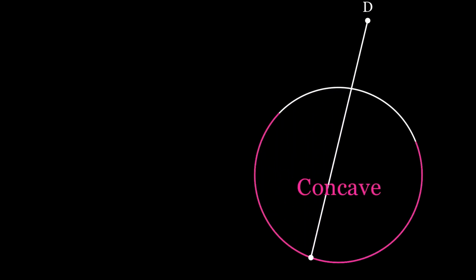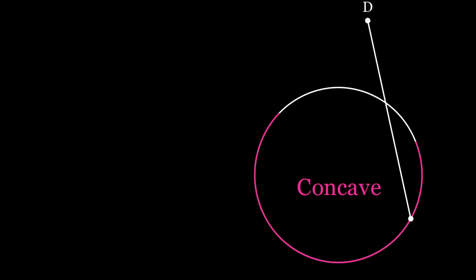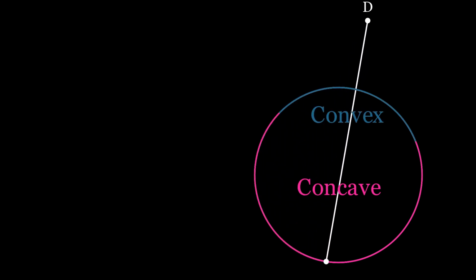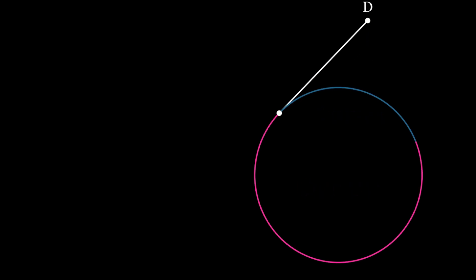When this line is intersecting the circle, we call that portion of the circle the concave part. When the line is not intersecting the circle, we call that the convex part. Now let's move the point such that the line is tangent to the circle. And we'll move this point along the concave part of the circle so that the line intersects the circle.